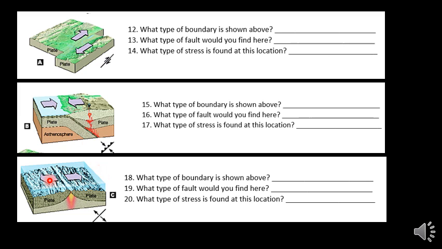Down here, this is a divergent boundary where it's being ripped apart. We have our rift zone right there in the middle where it's ripping apart the crust. The type of fault that we have there, this would be a normal fault.